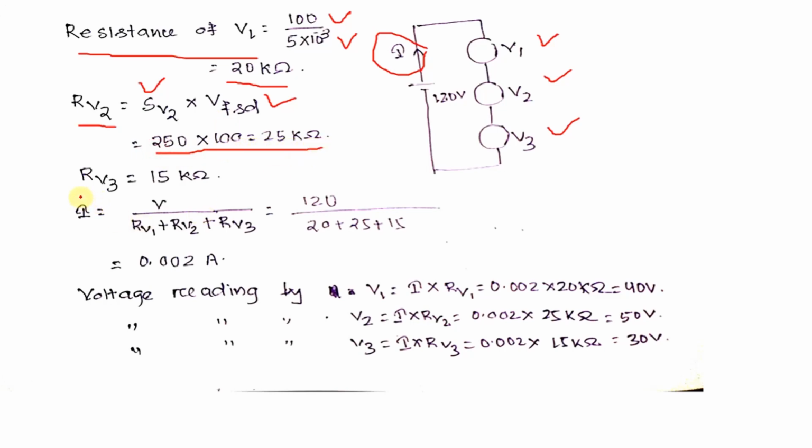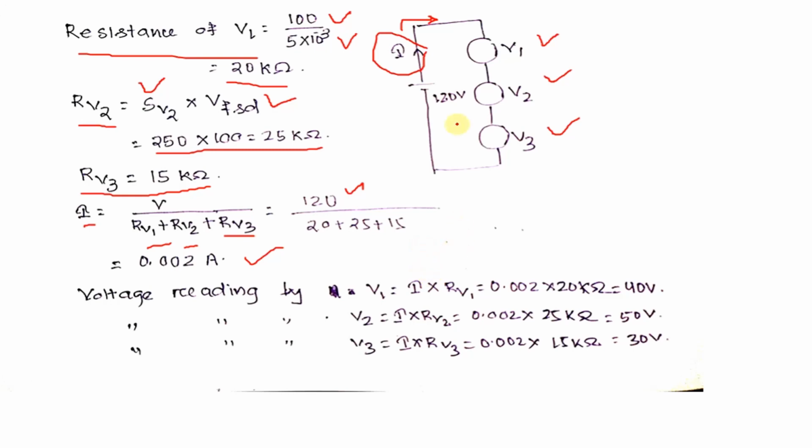And in the third case, the direct resistance is given. Now since we know the internal resistance of V1, V2 and V3, and since those are connected in series, we can clearly see how much current will be flowing through the circuit. That is I equal to V by RV1, that is the resistance of voltmeter 1, plus resistance of voltmeter 2 plus resistance of voltmeter 3. So that is equal to 120 divided by 20 kilo ohm plus 25 kilo ohm plus 15 kilo ohm. So the current will be 0.002 ampere. So that much current is flowing through the circuit.